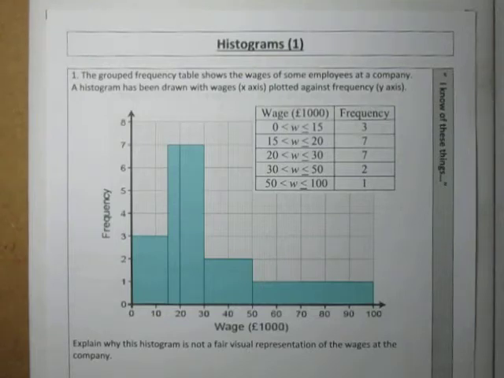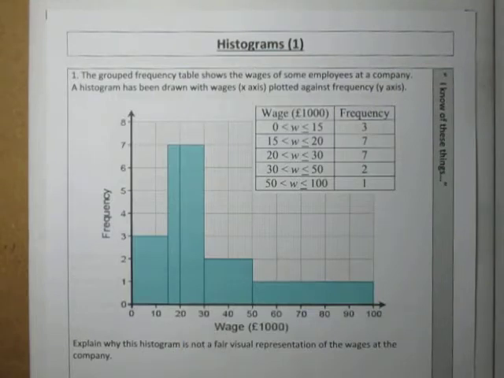Well, at a glance, it would seem that there are more employees earning between £50,000 and £100,000 than between 15 and 20,000. And we might think that because of the area of the bars. Similarly, it almost looks as though there are double the number of people earning between 20 and 30,000 than 15 to 20,000, for the same reason, that the bar is twice the size.